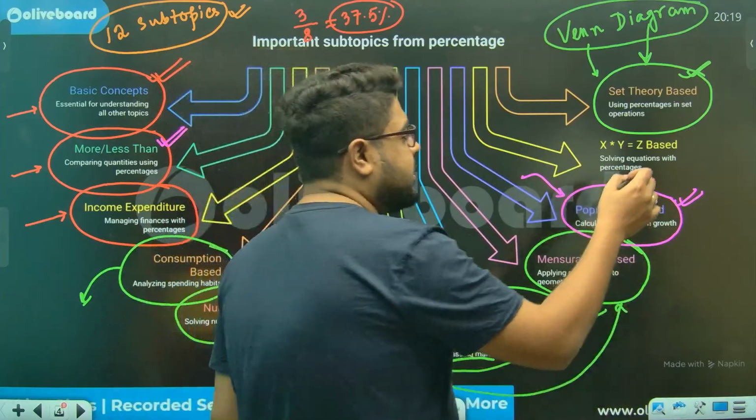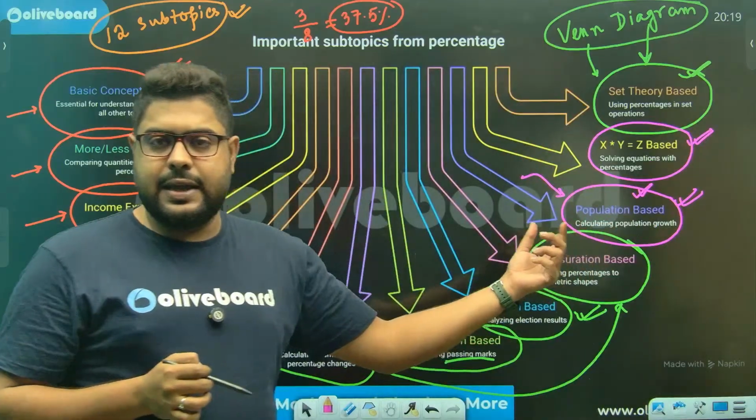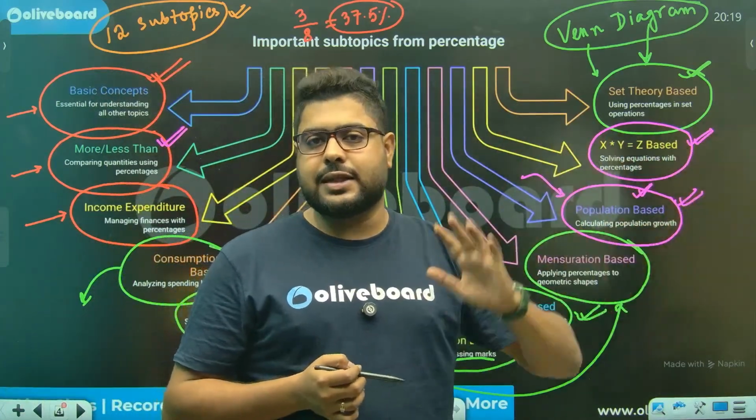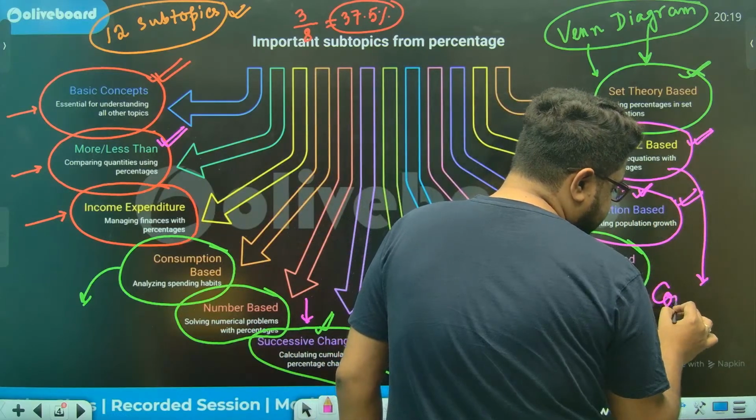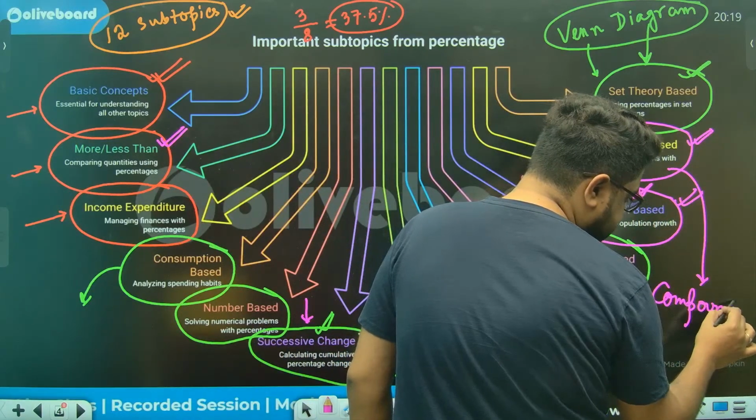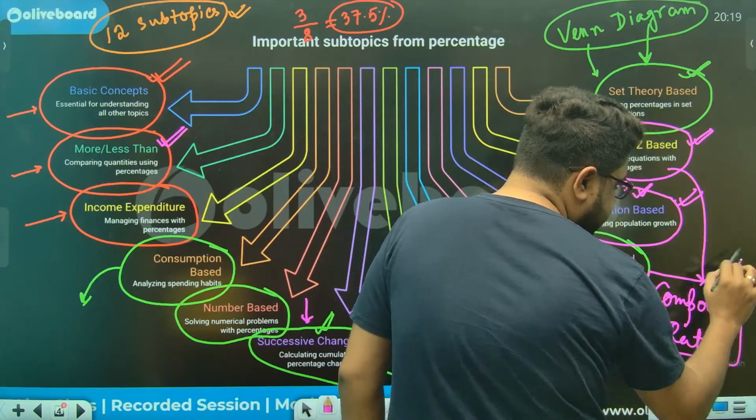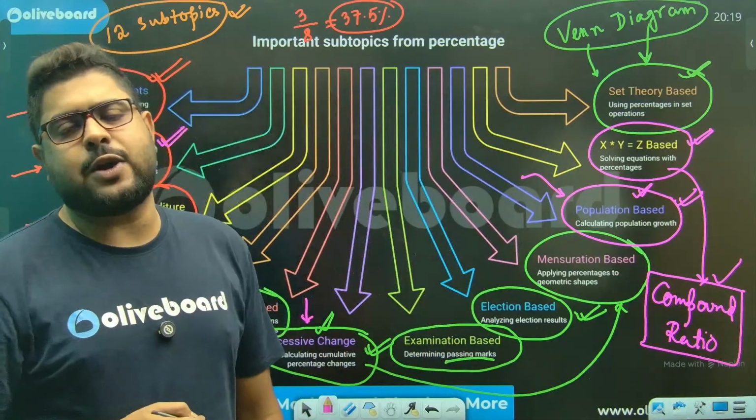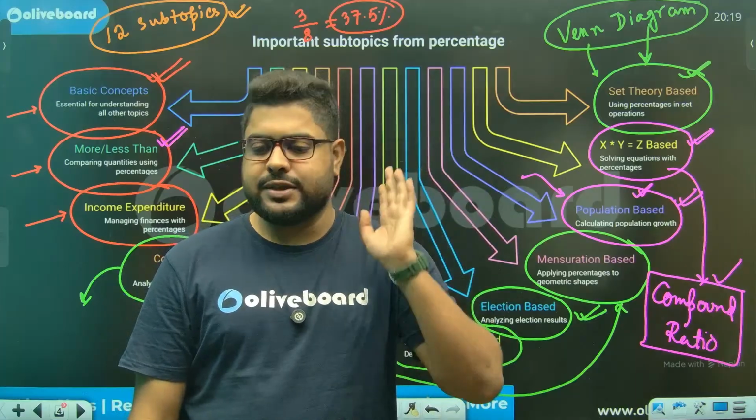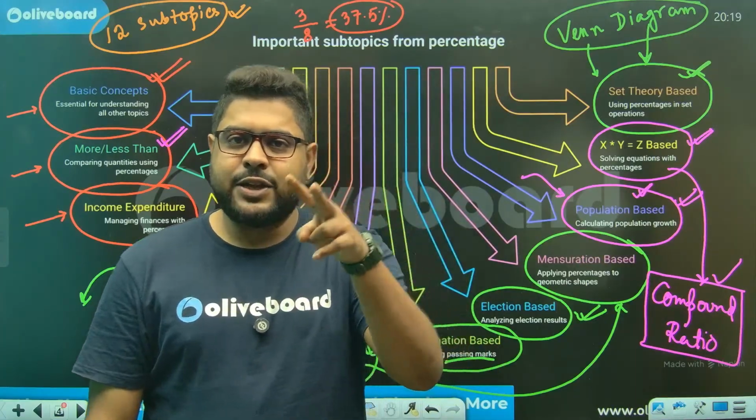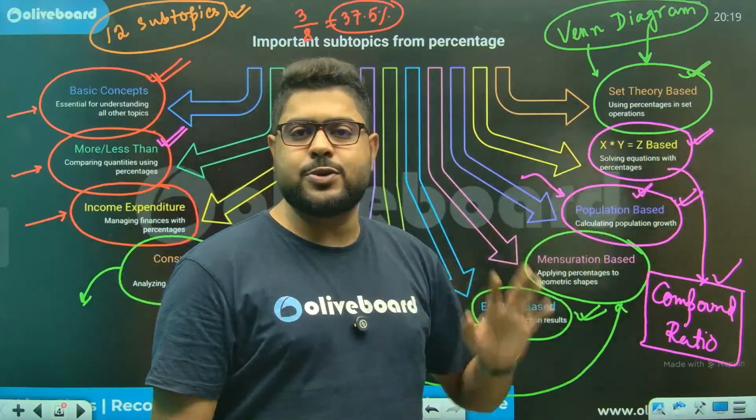Next, last but not the least, is x into y equal to z base, meaning one variable into another variable equal to the third variable. This is nothing but the concept of compound ratios. So anything of this type. So price of the ticket goes down by 10%. As a result, ticket sales goes up by 20%. What is the change in revenue? So price into number of tickets sold is equal to revenue. X into Y is equal to Z.